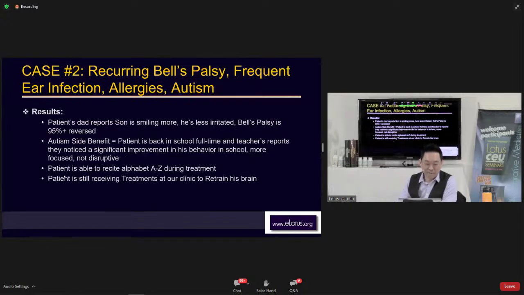From a 4-year-old, the patient is able to recite the alphabet. He was just reciting the alphabet A to Z during the treatment, like crazy, right? You must love the alphabet.